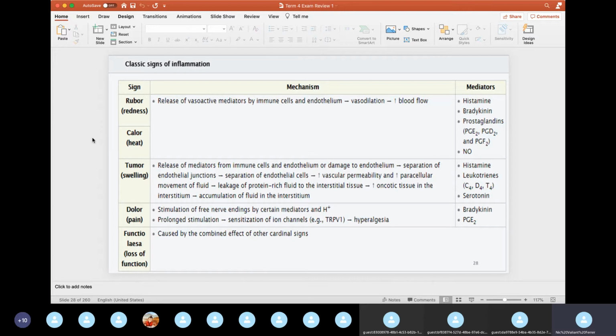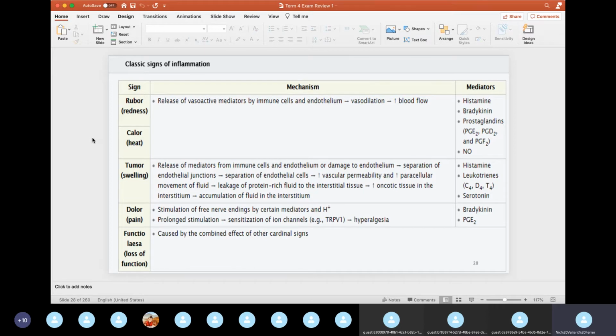Why do you have pain, dolor? We have sensitization of your free nerve endings. What's the mediator? Don't forget bradykinin for pain and fever, right? PGE2 for pain and fever, and histamine, okay? And why do I have loss of function? This is the combined effects of everything.